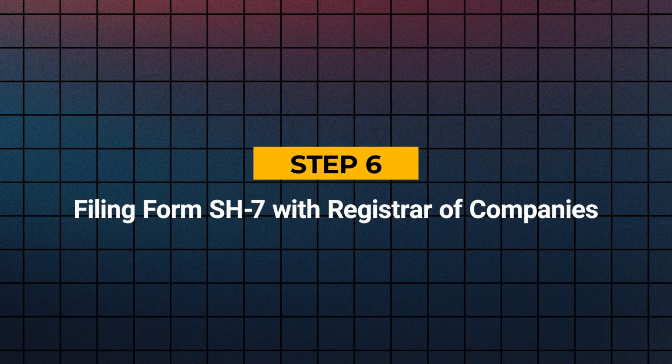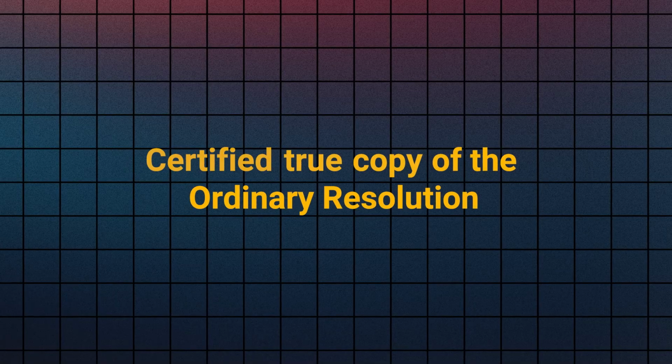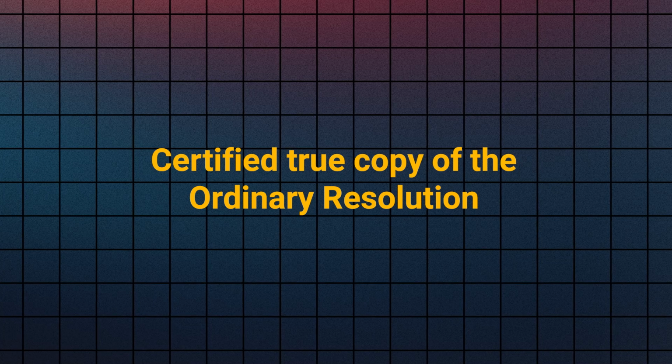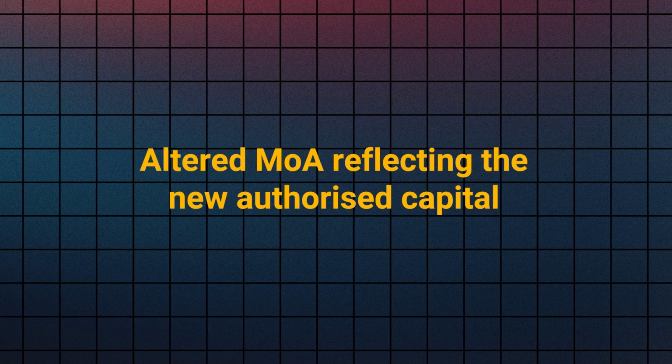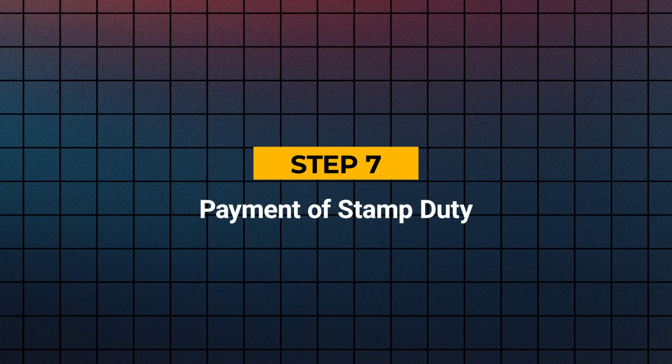Step 6 would be filing Form SH-7 with the Registrar of Companies within 30 days of passing the resolution, attaching all the following documents: certified true copy of the ordinary resolution, altered MOA reflecting the new authorized capital, and notice of EGM. The filing fee of Form SH-7 would be based on your state regulations. Step 7 would be the payment of stamp duty.